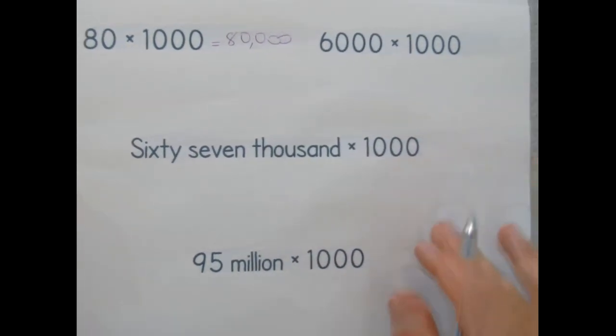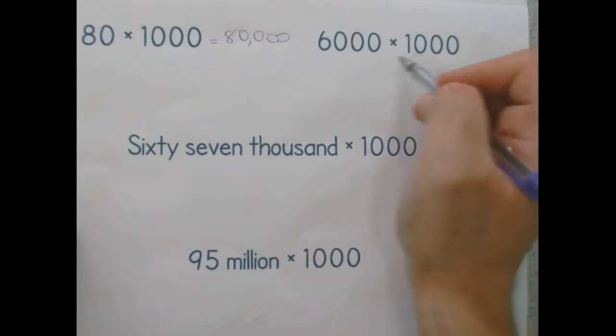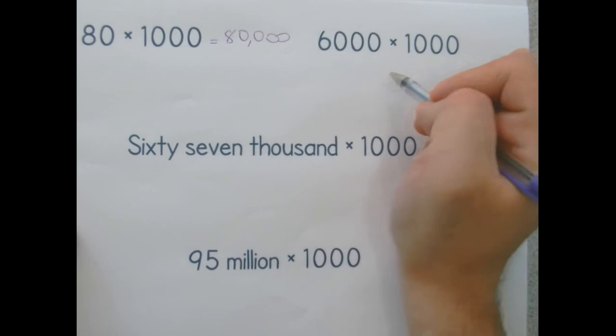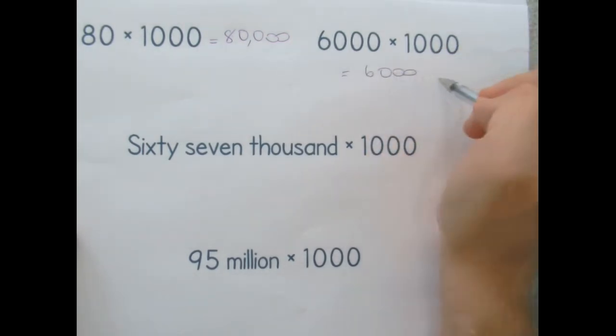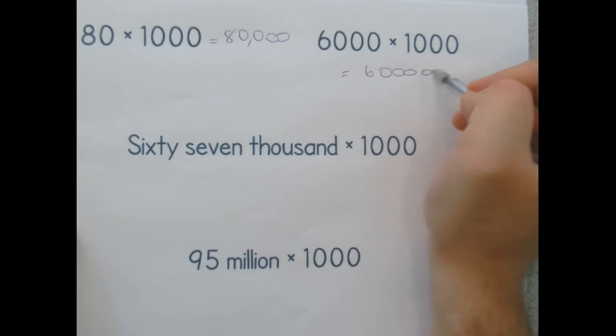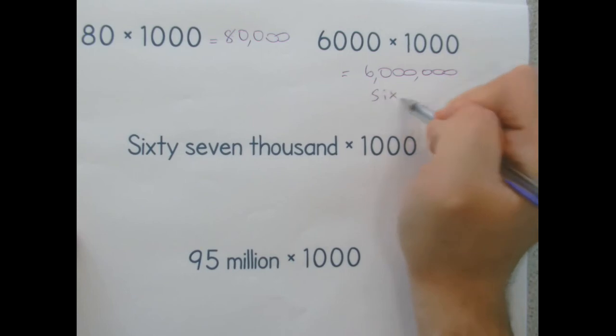6,000 times 1,000. Now you might not understand what that number would be in terms of words, but you realize here I'm adding on 3 zeros. So I'll write it down here. So I start off with 6,000, add on 3 zeros. Straight away then you could see you've got 6 million.